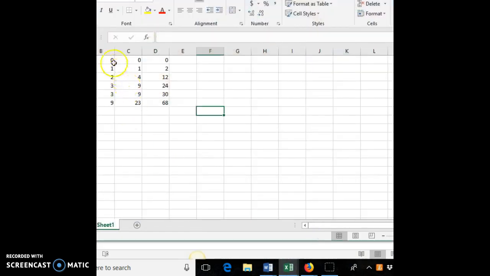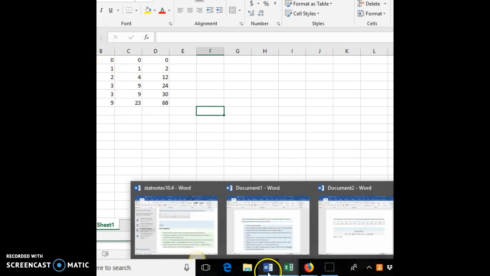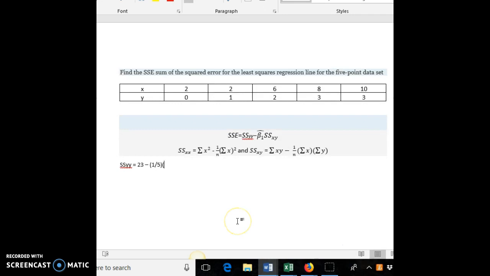Going back to our Excel sheet, the sum of the y column was 9, and I'm going to square that. So that's going to give me 23 minus 9 squared, which is 81, times a fifth, so 81 fifths. I'm going to let my calculator do that calculation, and that gives me 6.8. Now let's find SSXY, and again, we've got all the tools for it.